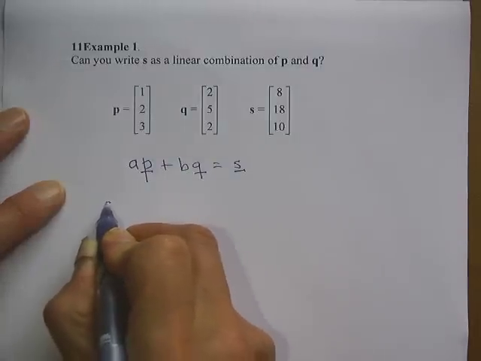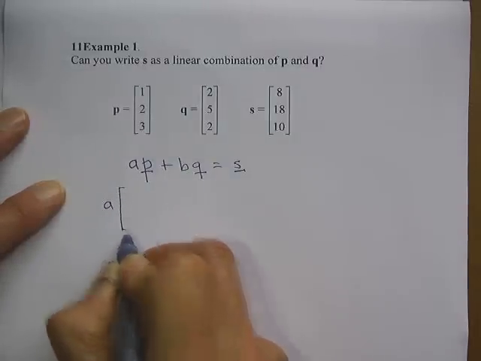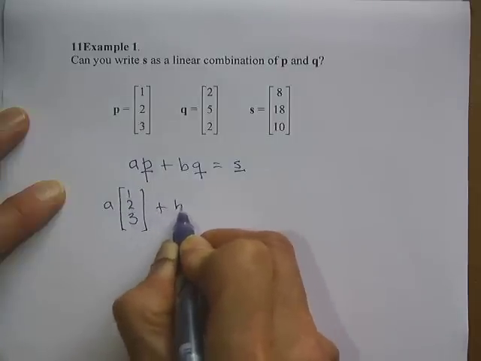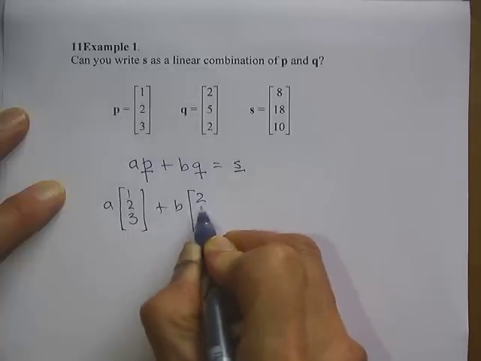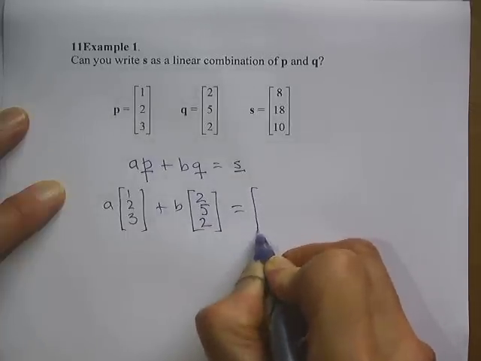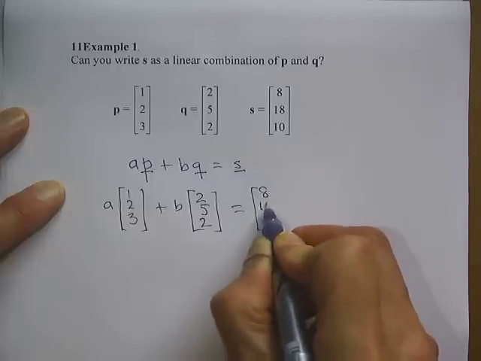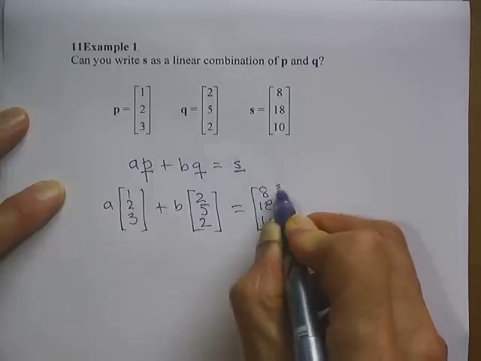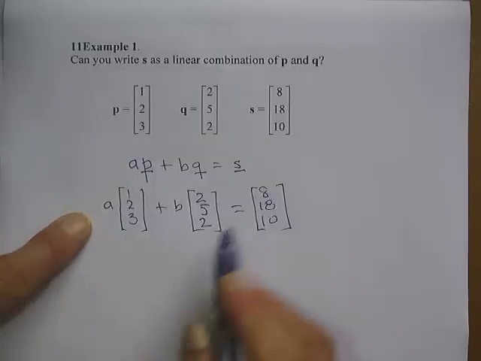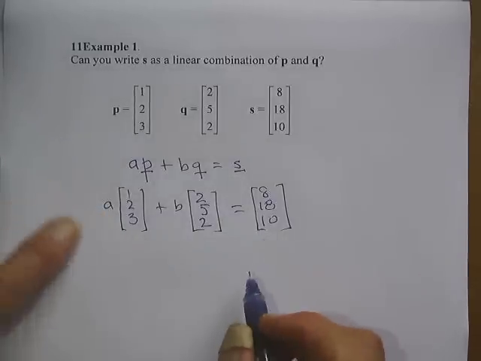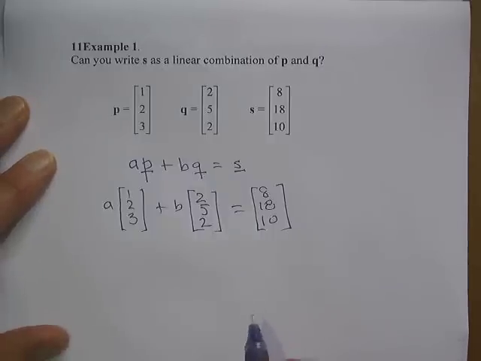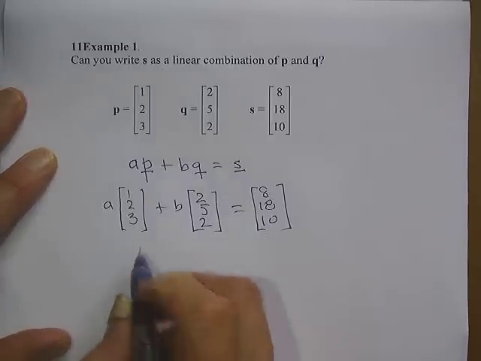Writing that out in components, here's P, 1, 2, 3. Q is 2, 5, 2. And S is 8, 18, 10. Now, the thing to recognize is that this is actually three scalar equations and three unknowns. And so it's about solutions of a system of linear equations.